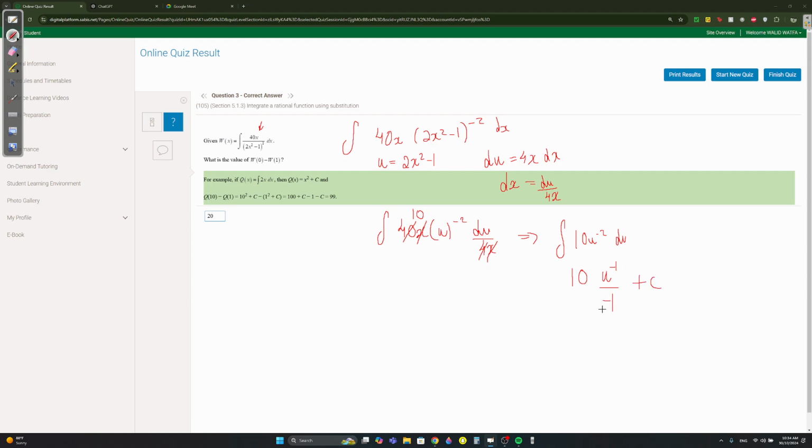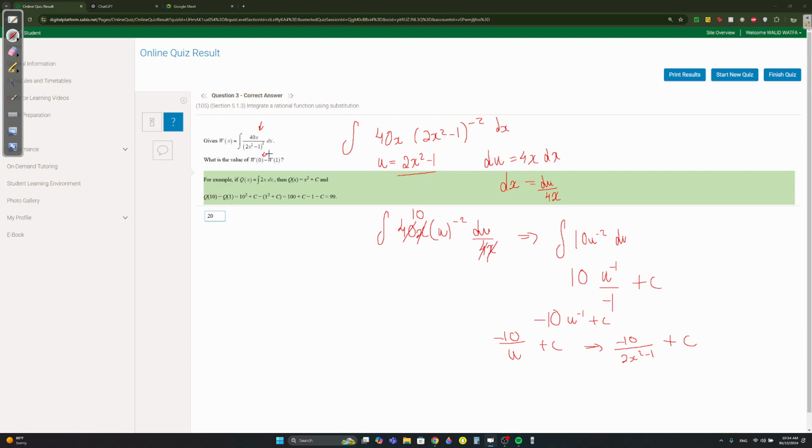Minus 1 we don't care about, we just care about the negative, so it's negative 10, u to the power minus 1 plus c. This means take it down because it has to be a positive power, so negative 10 over u plus c. And what is my u? 2x squared minus 1. So it's going to be negative 10 over 2x squared minus 1 plus c.